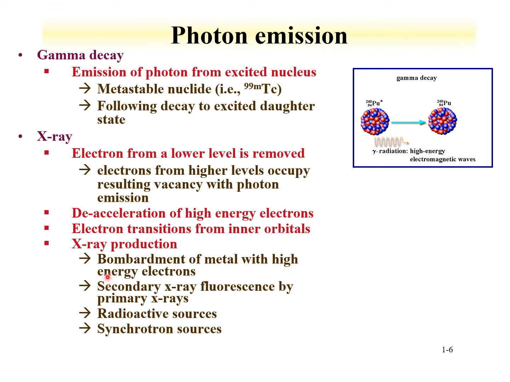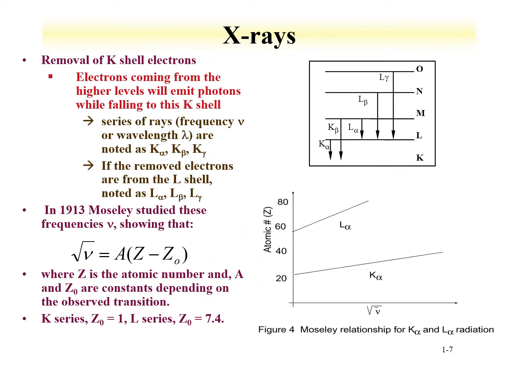One can produce X-rays by bombarding metal with high energy electrons. You can have synchrotron light sources. You can have radioactive sources. So you can have a number of different sources that are used to produce these X-rays. And as shown here, one can remove, for example, a K orbital. The electrons that go down to fill those K orbitals can be defined by the transitions.